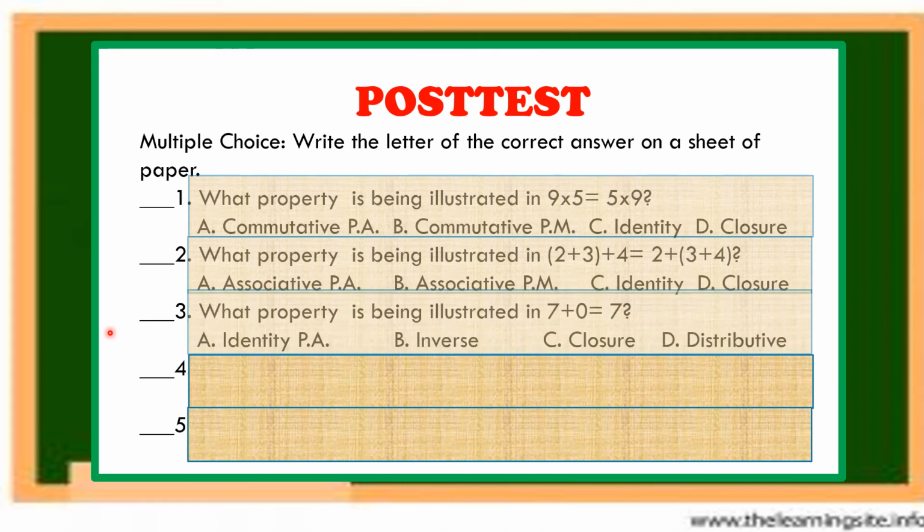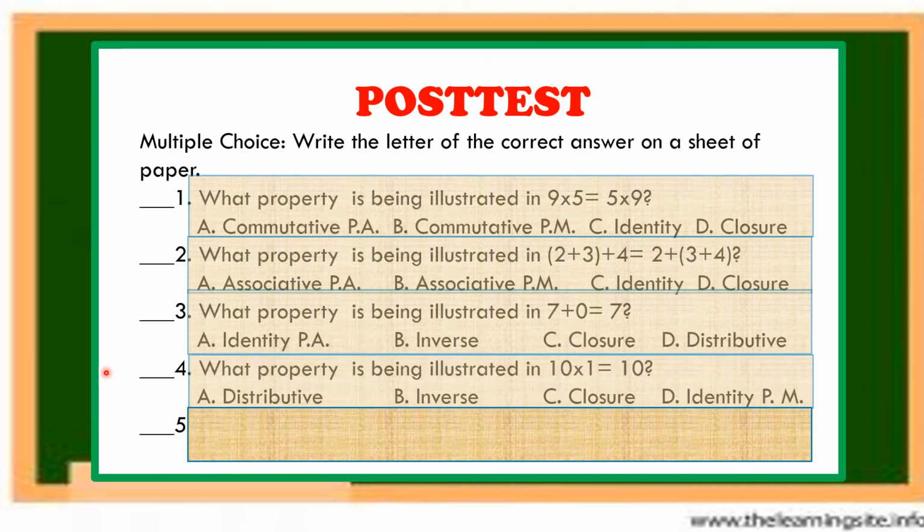Number 3. What property is being illustrated in 7 plus 0 equals 7? Letter A, identity property of addition. Letter B, inverse property. Letter C, closure property. Letter D, distributive property. Number 4. What property is being illustrated in 10 times 1 equals 10? Letter A, distributive. Letter B, inverse. Letter C, closure. Letter D, identity property of multiplication.